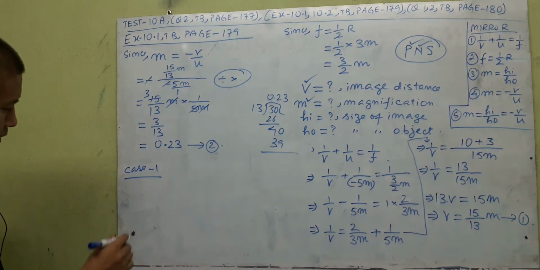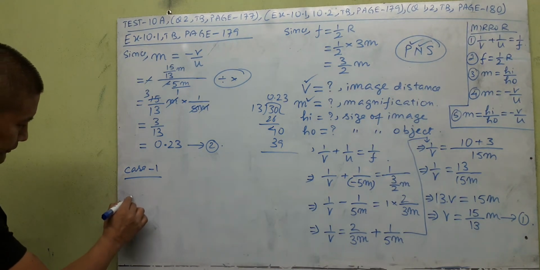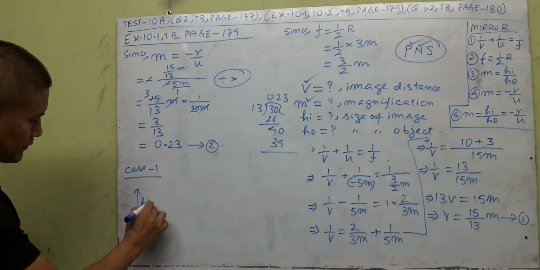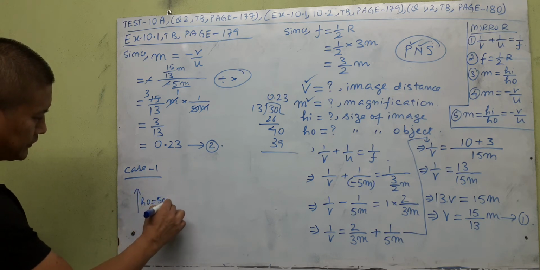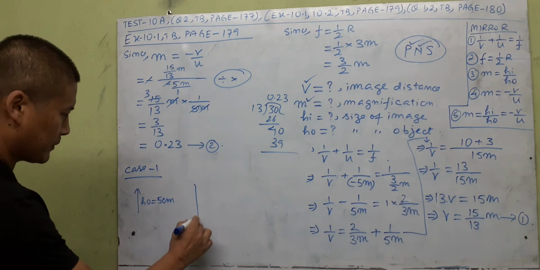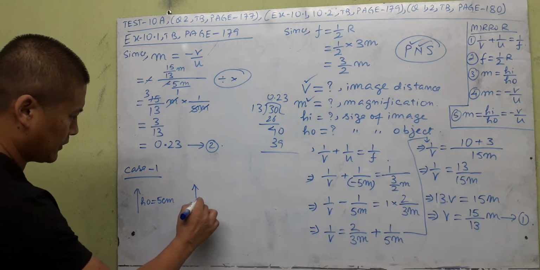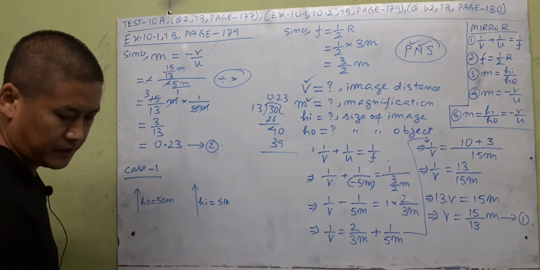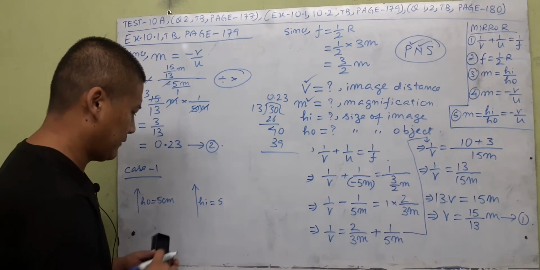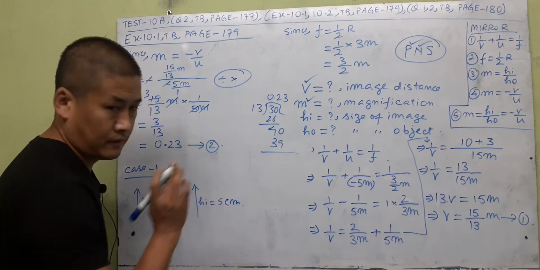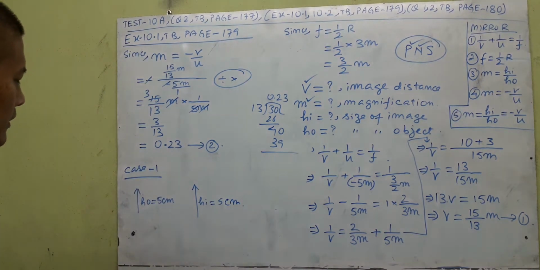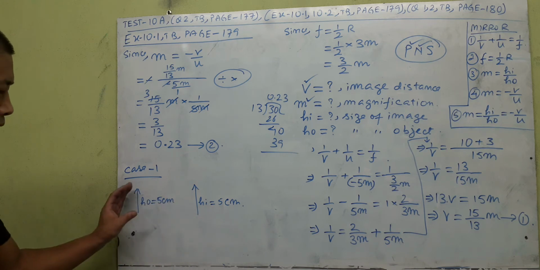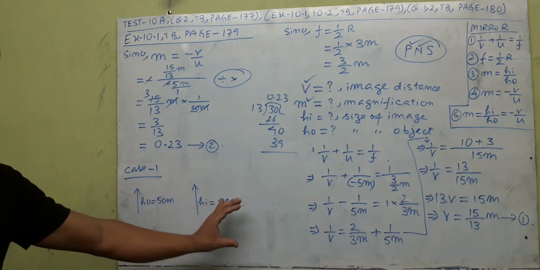Now case 1 is, we'll make it very clear. Object is HO, size of object is, let us say, 5 centimeter. Then the image formed by that mirror, let us say, we know is denoted by HI. So same size, 5 centimeter. So both are 5. That means very clearly we can see the size of object and image are same size, 5 centimeter tall, 5 centimeter tall.